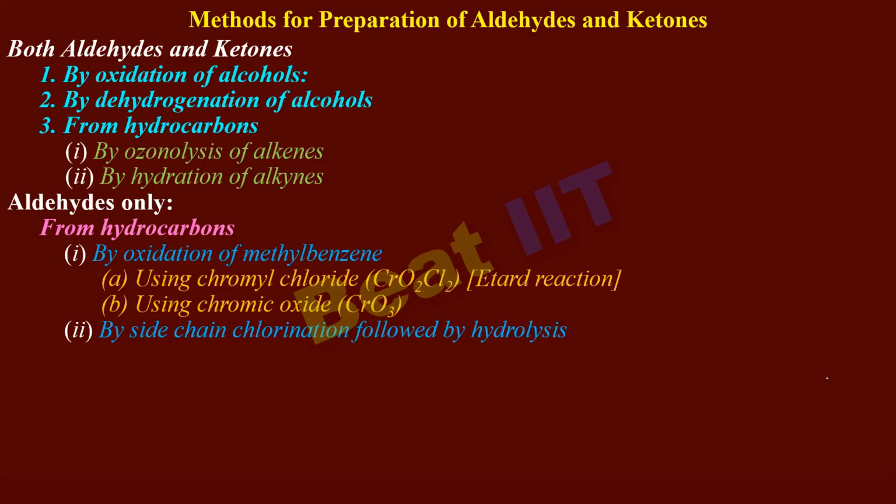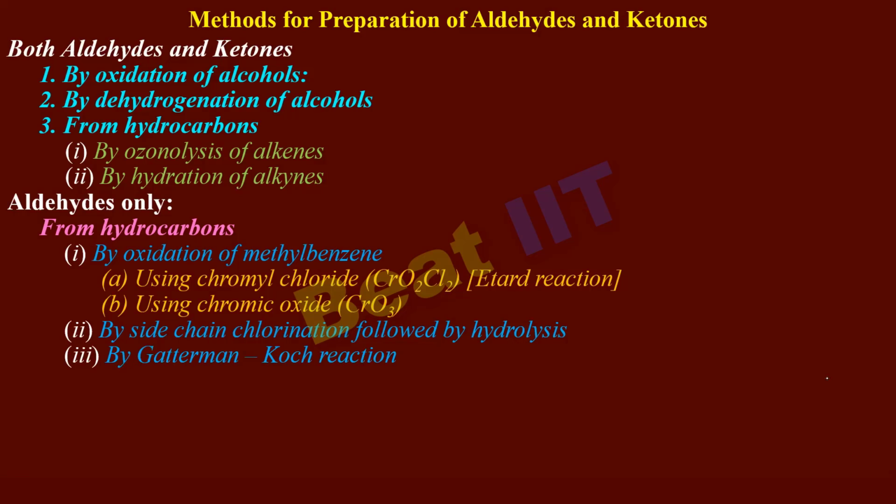Then next one, by side chain chlorination followed by hydrolysis. Here I told you it is not monochlorination. So in that case, when we use chlorine and UV light or heat, the two hydrogens of CH3 attached on the benzene ring will be replaced by chlorine. So we will get C6H5CHCl2. Two hydrogens will be replaced by chlorine. After that, we will do hydrolysis and we will get benzaldehyde.